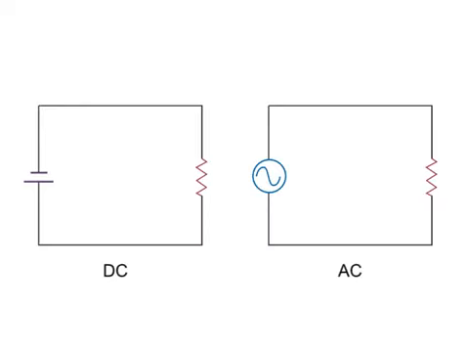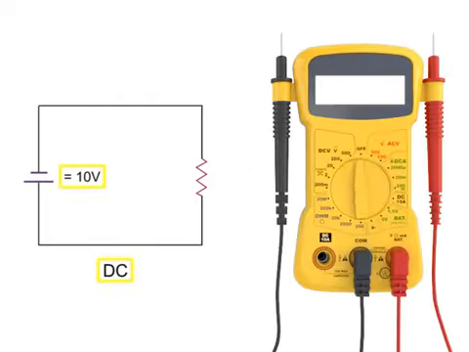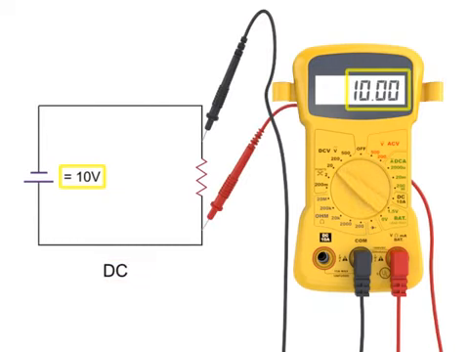AC meters generally do not read in peak values or peak-to-peak values, whether it is voltage or current. AC meters will read in root mean square or RMS values, also referred to as effective values. If the DC is set at 10 volts, this will produce a certain amount of power and heat in the resistor.